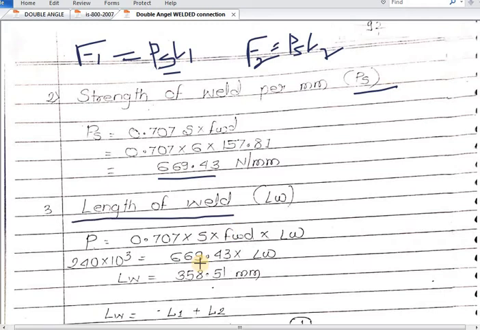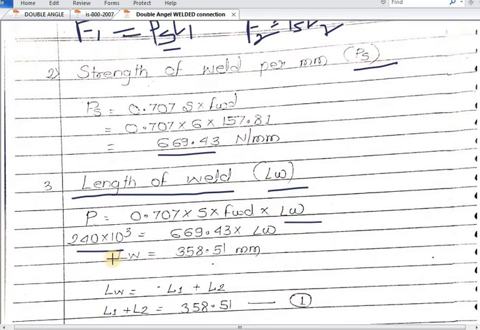Now, length of weld. How to find out the length of weld? Lw is the total length of weld. So P is equal to the whole formula multiplied with Lw. What is the load taken by the fillet weld? It was originally 480, but it has been divided for a single angle, so 240 is the load taken by the single angle. So 240 into 10 to the power 3 is equal to 0.707 S into fwd, the same formula up to this, and the only extra term is length. After simple division, the length of fillet weld comes to be 358.